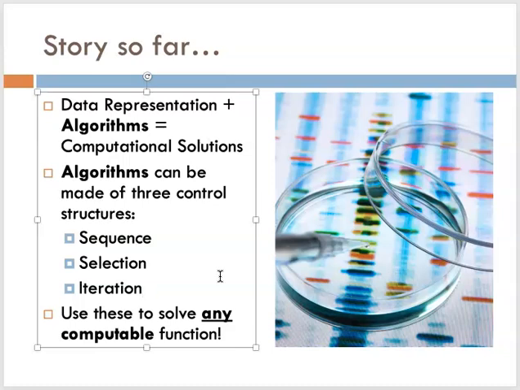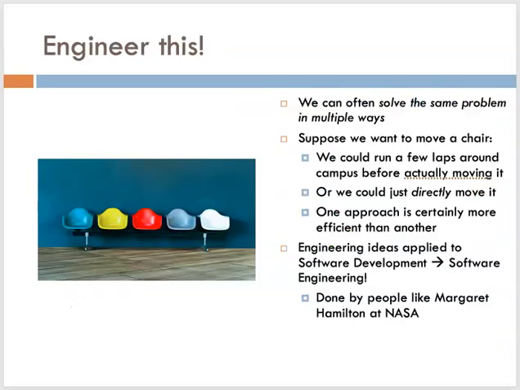With these three control structures and an appropriate data representation, we can solve any computable function, any function that can be computed. But we realize that, as Paul Simon has said, there are 50 ways to leave your lover. Well, there are many more than 50 ways to solve most computational problems. In fact, almost every problem that you are faced with can be solved in multiple ways.